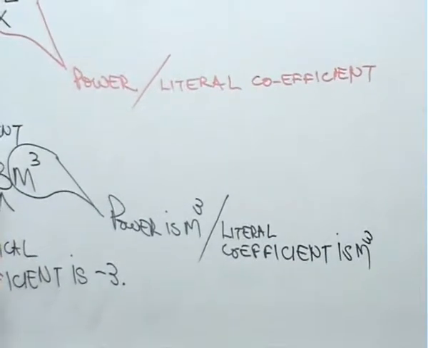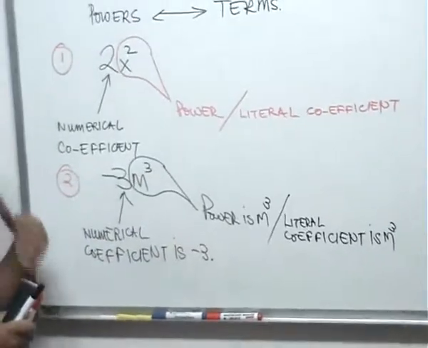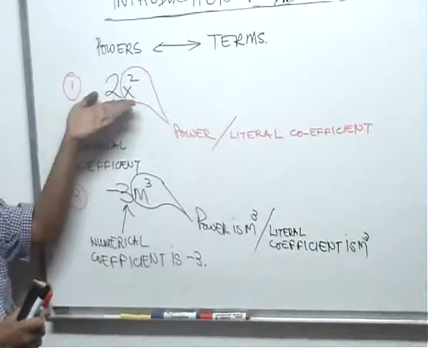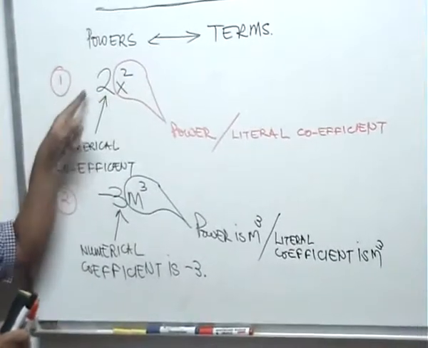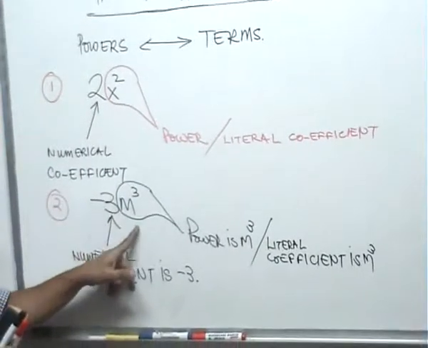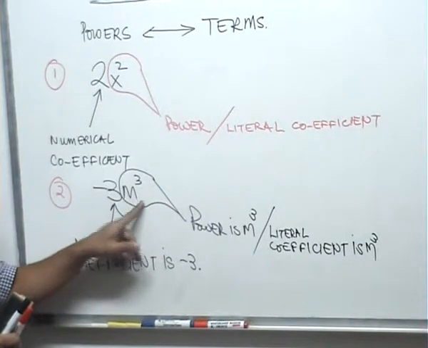Alright, so we're going to make our life easy, and we're just going to talk like this. We're going to say there's a number here and there's a power there. So we're not going to worry about these big words. We're always going to talk like this. Here is a term 2x squared. It has a number and it has a power. Here is a term minus 3m cubed. It has a number and it has a power.